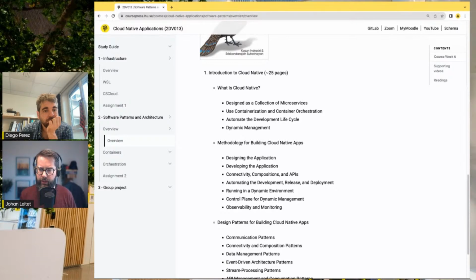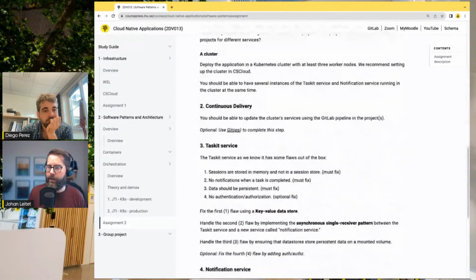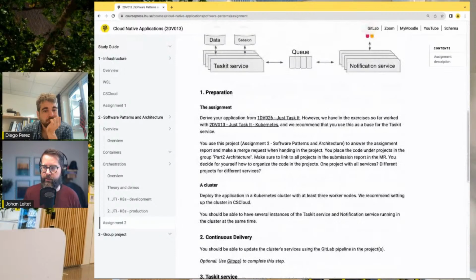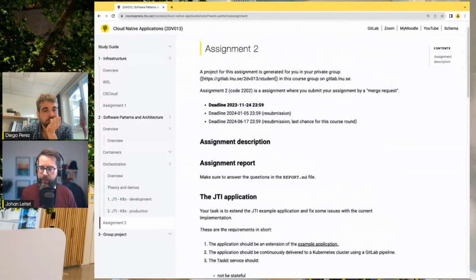There is no need to start looking at assignment 2 yet either. If you like, of course, you can read through it and see what you're supposed to do. It could always be good to know what you're supposed to do in the end, but no worries. We need to go through containers and orchestration before we can start with the assignment. So no hurry there.